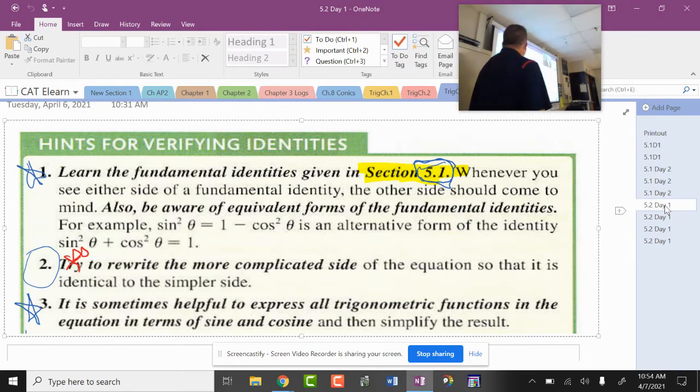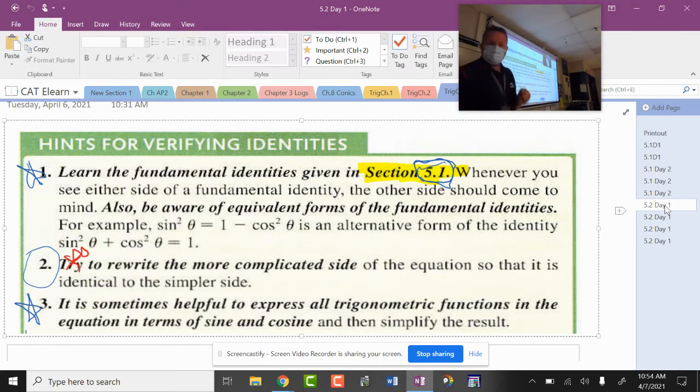Okay, so here's your process for verifying an identity, which means there is an equal sign, which means you know the answer. First of all, sine cosine stuff, for sure. But whenever you see either side of a fundamental identity, the other side should come to mind. Also be aware of equivalent forms of the Pythagorean identities. Go ahead and write that down.